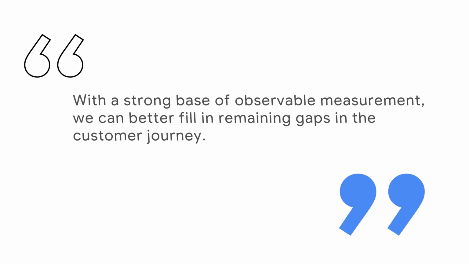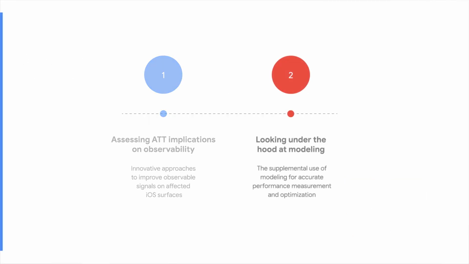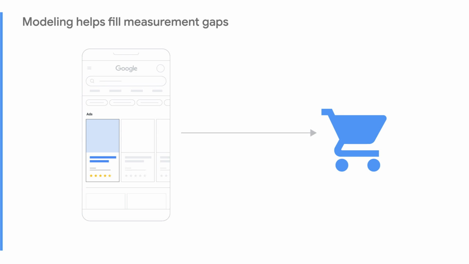With a strong base of observable measurement, we can better fill in remaining gaps in the customer journey. For this next section, we're going to zoom out to look more broadly at how Google helps you accomplish this. The next piece of our measurement approach fills gaps when conversions cannot be linked to ad interactions. We do this using modeling techniques, but what exactly does that mean? Conversion modeling refers to the use of machine learning to quantify the impact of your marketing campaigns when some of your conversions can't be tied to an ad. In such an instance, Google receives the ad interaction and the conversion, but is missing the linkage between the two.